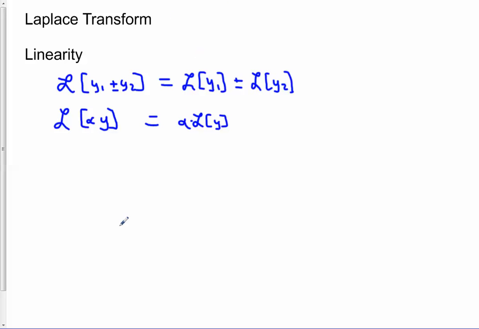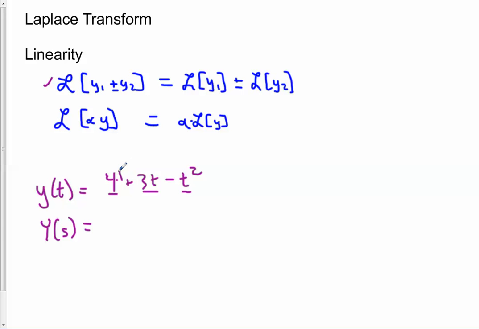And what it allows us to do, for example, is, let's say we have a function like 4 plus 3t minus t squared, and we want the corresponding Laplace transform. What we're able to do is just take the Laplace transform of each piece. That's using rule 1. Now, to figure out the Laplace transform of 4, we can think of that as 4 times 1. And we know the Laplace transform of 1 is 1 over s. So this will just be 4 times 1 over s, using the second rule. So 4 over s. Plus, now 3 times t. The Laplace transform for t is 1 over s squared, and so times 3, 3 over s squared.